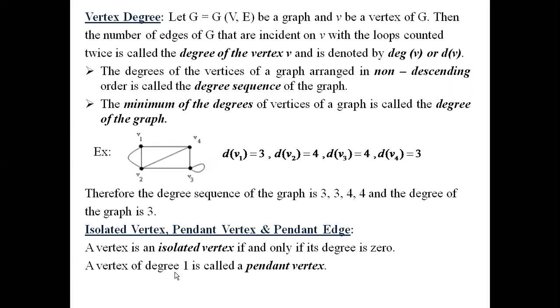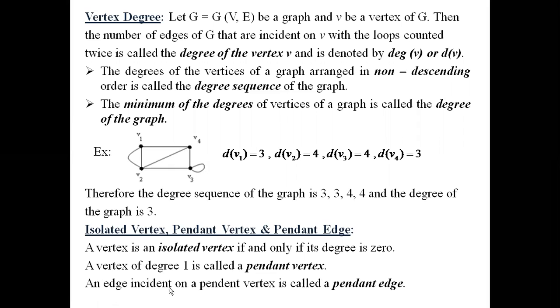A vertex of degree 1 is called a pendant vertex. So if only one edge is incident on a particular vertex, then that vertex is called a pendant vertex. An edge incident on a pendant vertex is called a pendant edge. So the edge which is incident on that vertex whose degree is 1 is called a pendant edge.